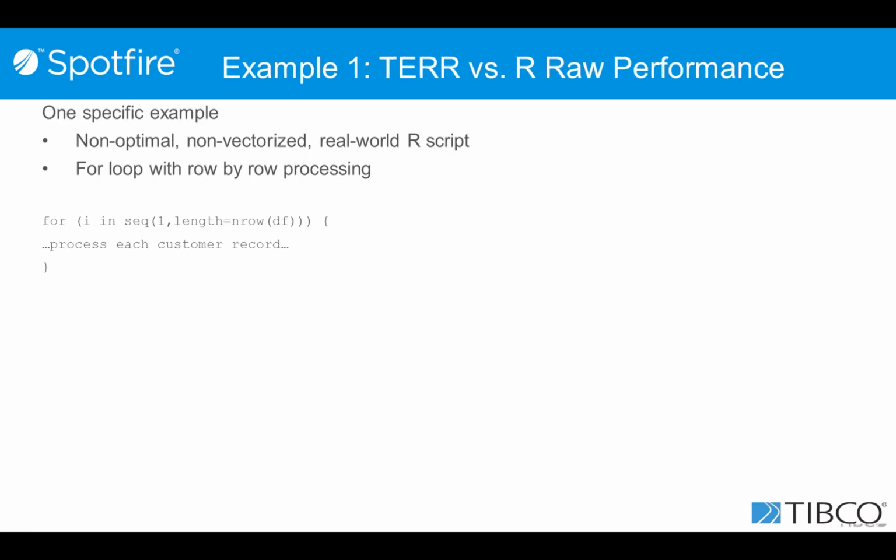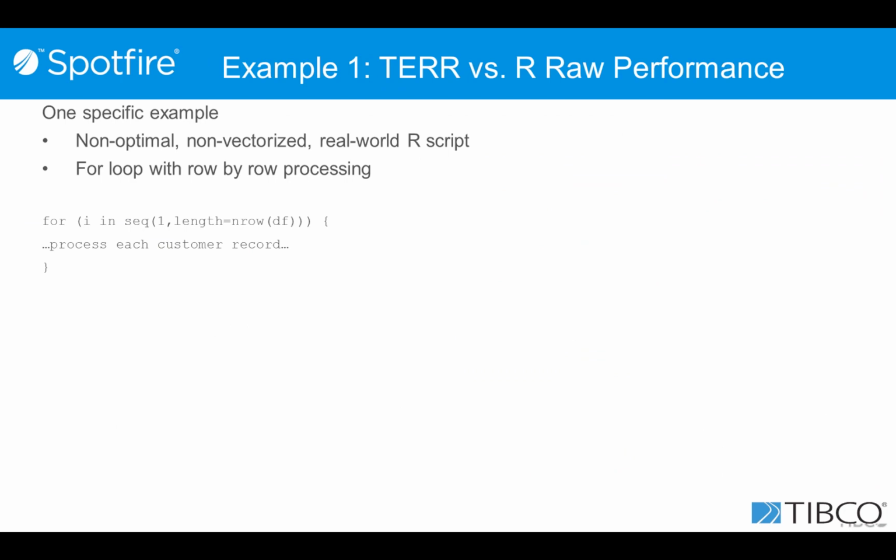So often, after talking about TERR and introducing it to a new group, I'll get a question of, well, how much faster is TERR than open source R? And that's a complex question to answer, of course, because you can do a million different things in R, and therefore you can do a million different things in TERR, and different things will perform differently. But this particular example I like because it shows an example of how TERR deals with real-world code, kind of typical non-optimal, non-vectorized code that a novice R user would likely write out of the box.